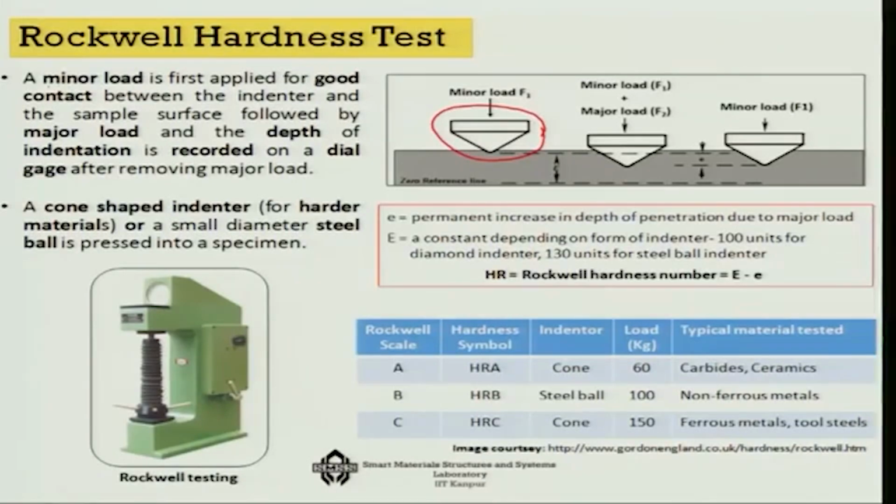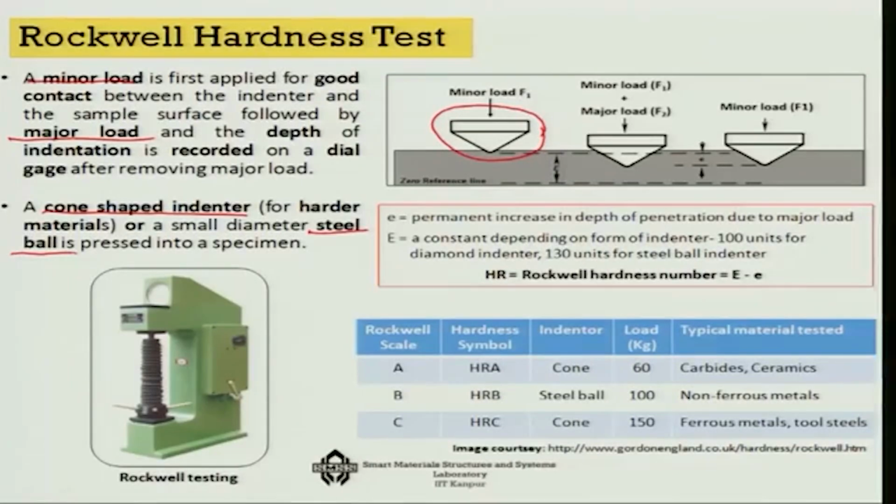One is a minor load, which is first applied for good contact between the indenter and the sample surface. This is followed by a major load, and the depth of indentation is recorded on a dial gauge after removing the major load. Here the indenter is a cone shaped indenter, which is usually used for harder materials, and sometimes a steel ball for relatively less hard materials.